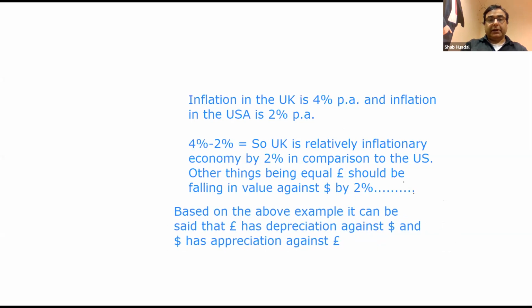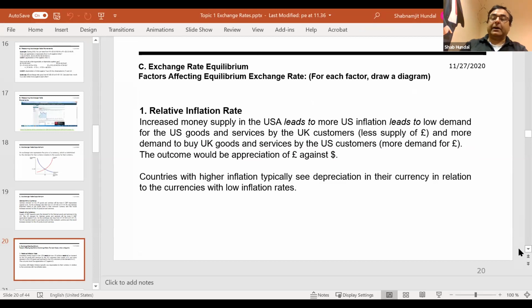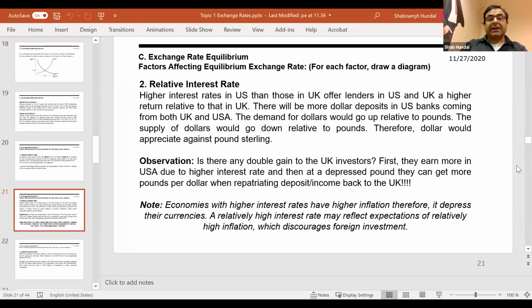Okay, so we carry on. The second factor which can make the exchange rate go up and down is the relative interest rate. The countries where the interest rate is high, their domestic currency's value goes down, hence depreciates. And those countries where the interest rate is comparatively low, their domestic currency's value is up.